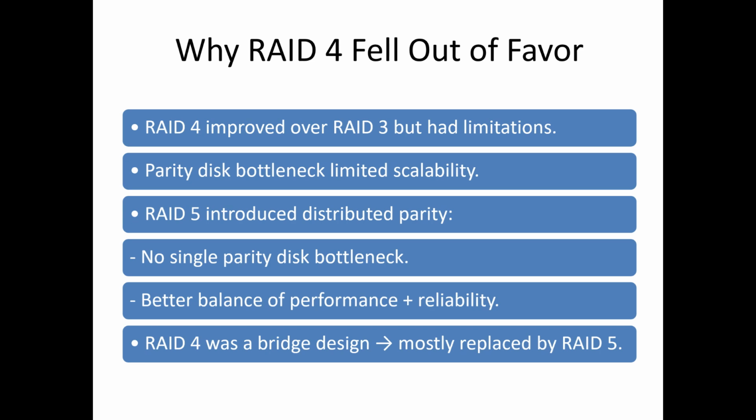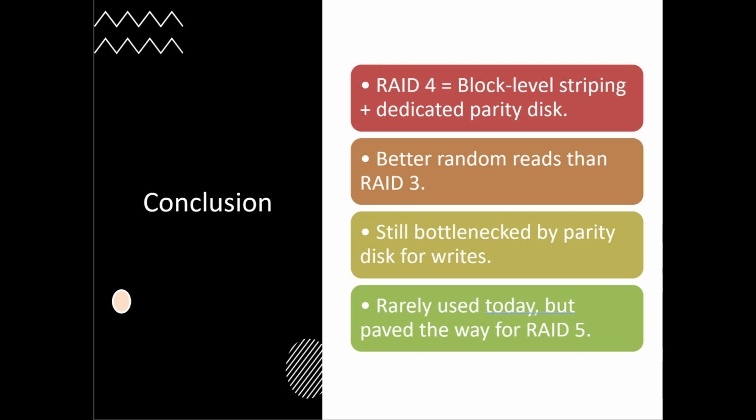So RAID 4 was a big step forward, but it wasn't the final one, because the parity disk bottleneck limited its scalability. That is why RAID 5 was introduced. In RAID 5, instead of having a single dedicated parity disk, the parity is distributed across all disks. So this eliminates the single heavy load parity disk and improves performance and reliability. So RAID 4 mostly served as a bridge between RAID 3 and RAID 5.